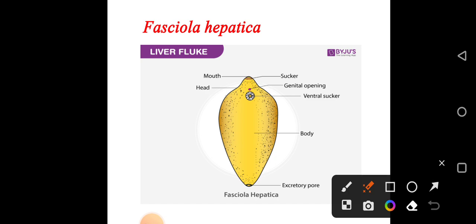Then distribution. Fasciola hepatica is cosmopolitan in distribution. It is found throughout all the sheep and cattle rearing areas of the world. It is of immense parasitologic and pathological importance, as it is the causative organism of fasciolosis. Fasciolosis is a disease that causes great damage to the liver tissue and the bile duct of sheep and cattle. So this is all about Fasciola hepatica.